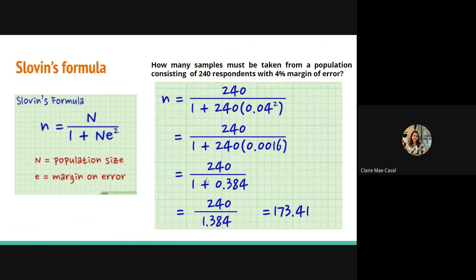So, we already have 240 divided by 1 plus 0.384. Okay? So 240 divided by 1.384, that's equal to 173.41. Again, we cannot say 173.41 respondents. Right? A person cannot be divided, only one whole person. So let's round it off to 173 respondents. The answer is 173 respondents.